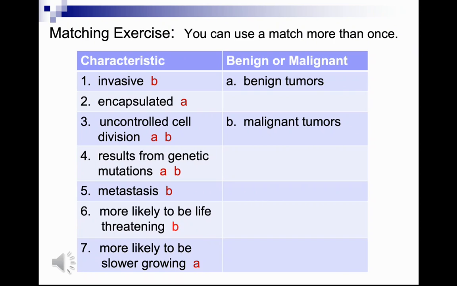Malignant tumors grow by invasion. There's also DNA mutation and uncontrolled cell division. Malignant tumors metastasize, meaning they develop tumors totally separate from the primary site. And malignant tumors are more likely to be life-threatening.